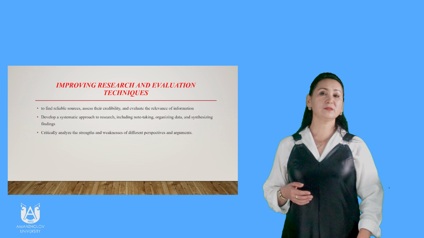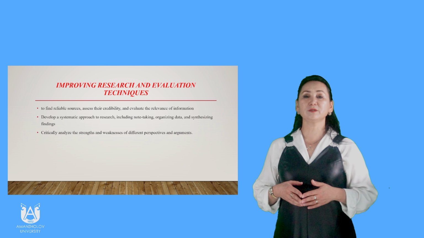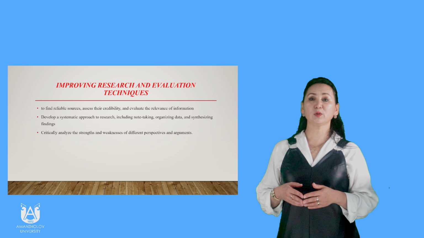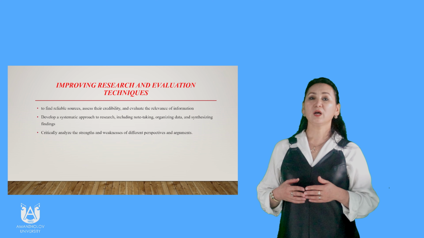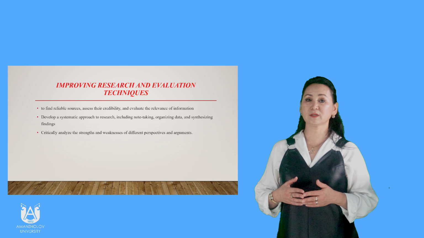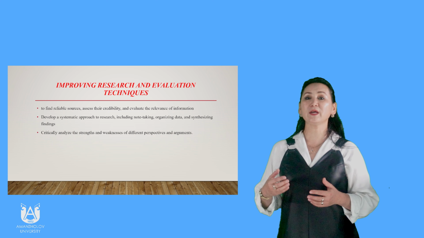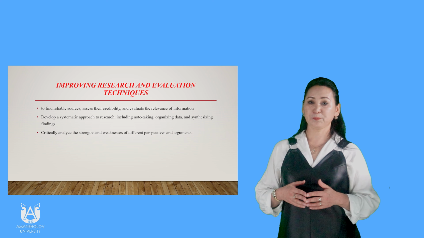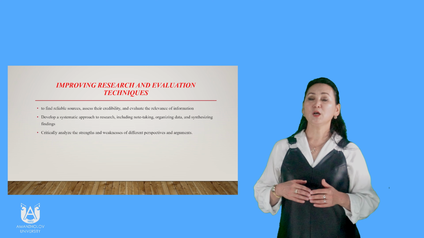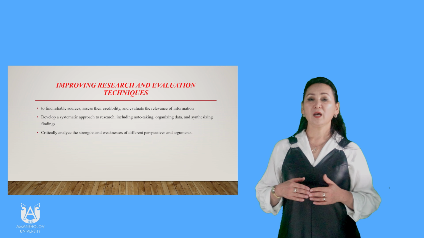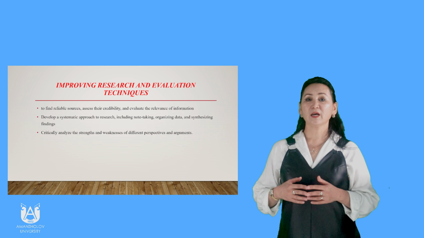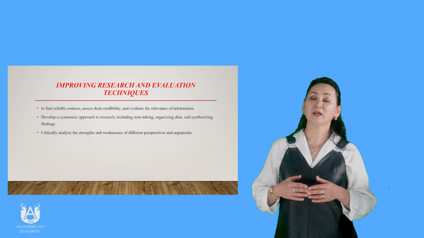Next tip is improving research and evaluation techniques. Effective research and evaluation skills are crucial for critical thinking and essay writing. Learn how to find reliable sources, assess their credibility, and evaluate the relevance of information. Develop a systematic approach to research, including note taking, organizing data, and synthesizing findings. Critically analyze the strengths and weaknesses of different perspectives and arguments.